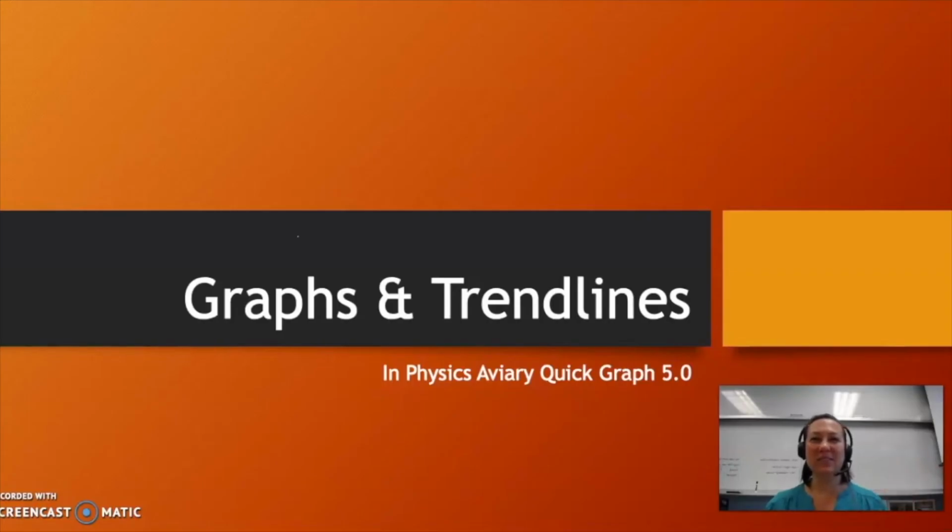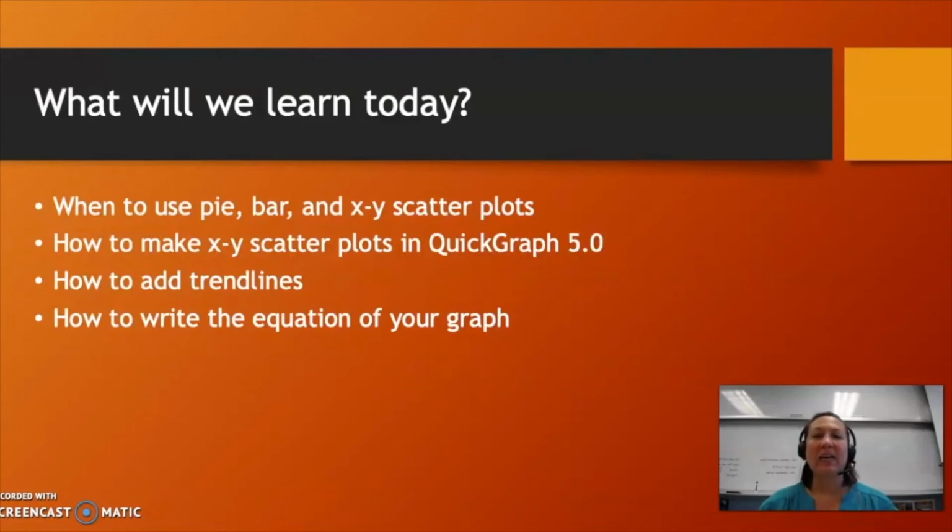Hi everyone, Mrs. Basega here, and today we're going to be working on graphing and trend lines, but especially using Physics Aviary Quick Graph. Today we're going to learn when to use different types of graphs. We're going to learn to make XY scatter plots in Quick Graph 5.0, as well as how to add trend lines onto those. Finally, once you do have a graph, I want to make sure you know how to take it from a graph to an equation. So let's get started.